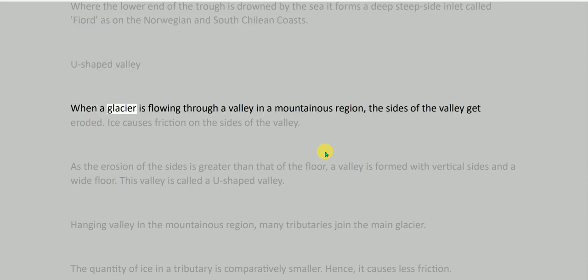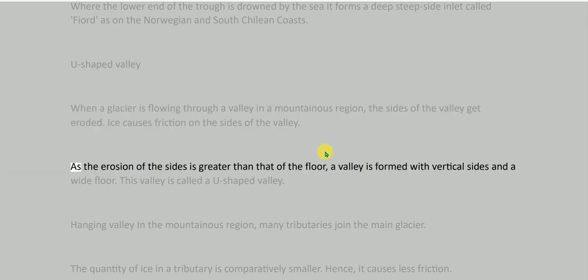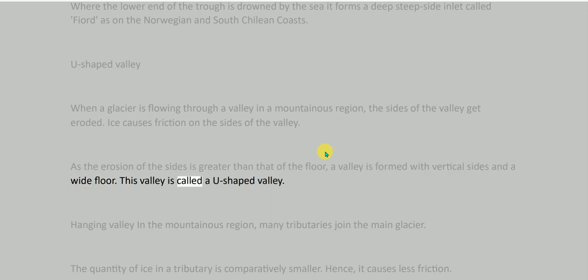U-shaped valley. When a glacier is flowing through a valley in a mountainous region, the sides of the valley get eroded. Ice causes friction on the sides of the valley. As the erosion of the sides is greater than that of the floor, a valley is formed with vertical sides and a wide floor. This valley is called a U-shaped valley.